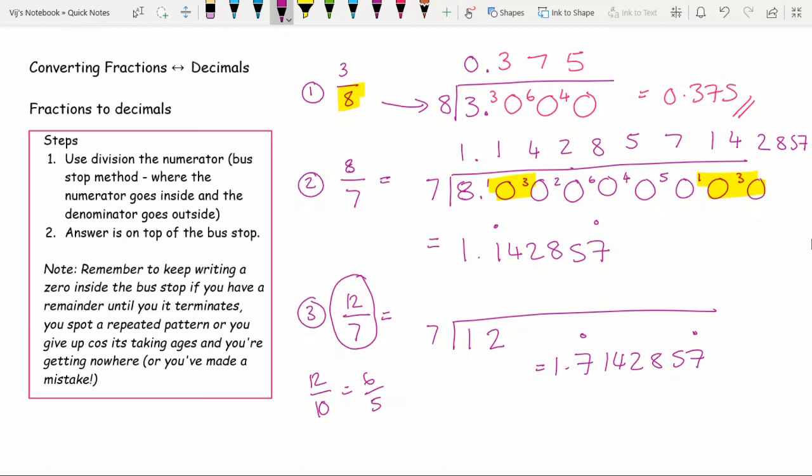So going through the steps now, again it's important that you don't have remainders. Instead you just keep writing the zeros until you spot a pattern. If you find that there is no pattern, just try and persist.